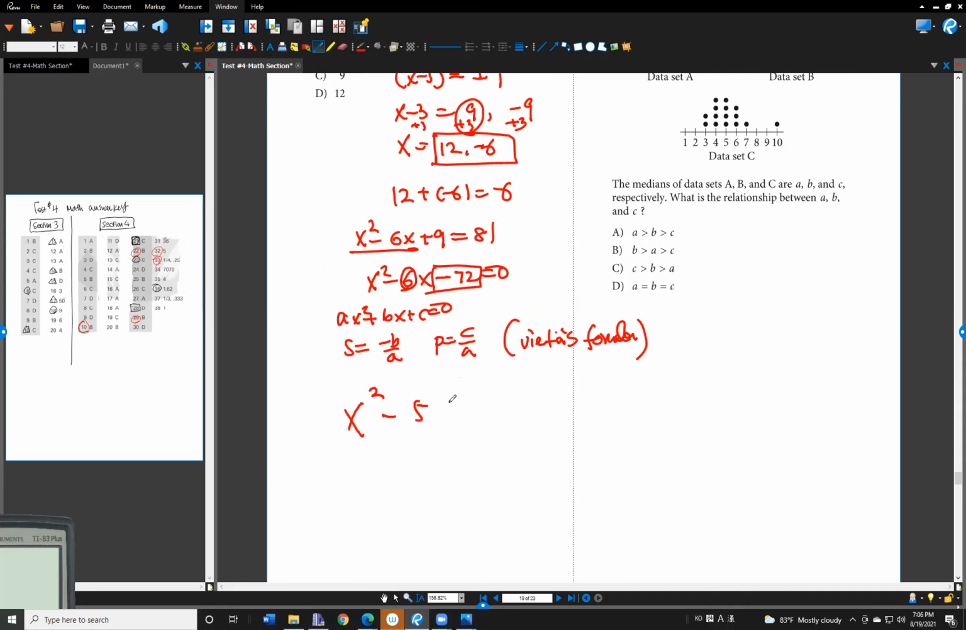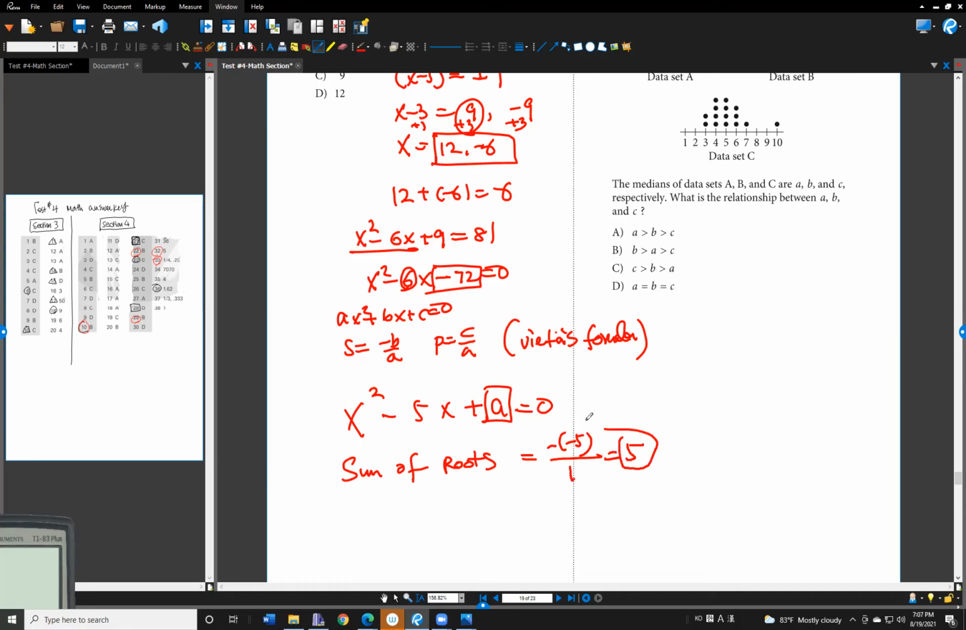X squared minus 5x plus a equals 0. Oh my God, what is it? What is the sum of the roots? It's so weird, right? This a is an unknown number. It is a constant. But we can still find the sum of the roots, because the sum of roots is negative b over a, negative 5 over 1, which is 5.